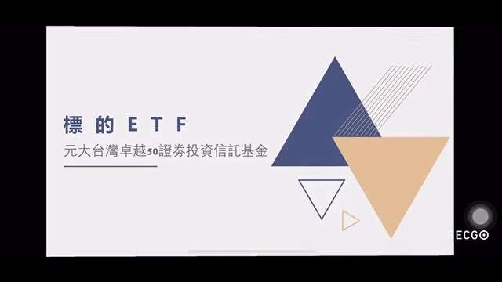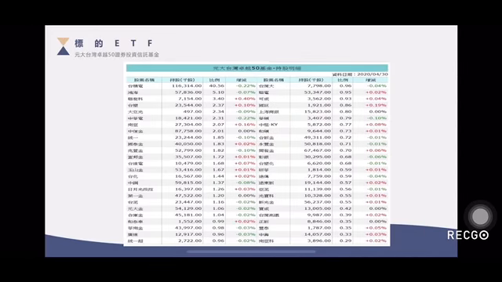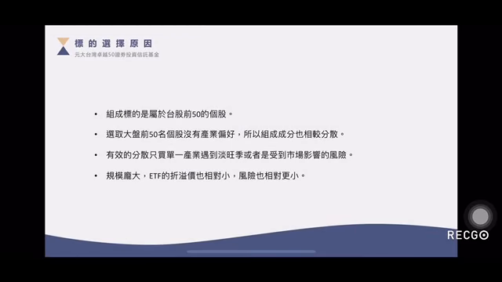Target ETF. The target of ETF, and the constituents are the top 50 stocks in Taiwan stock. There is no industry preference for selecting the top 50 stocks in the broader market. So the components are relatively scattered, effectively diversifying the risk of buying only a single industry in the off-peak season or being affected by the market. The scale is huge. The discount and premium of ETFs are relatively small, and the risks are relatively small too.